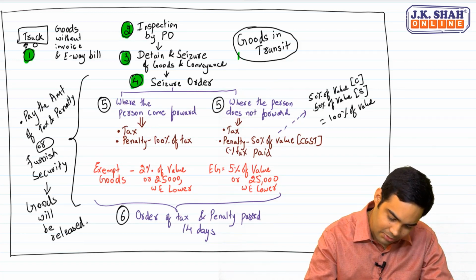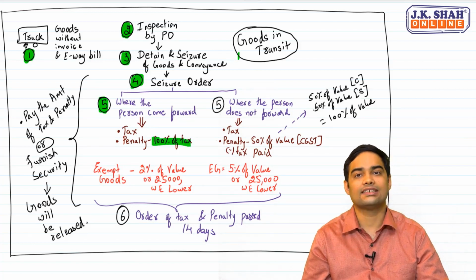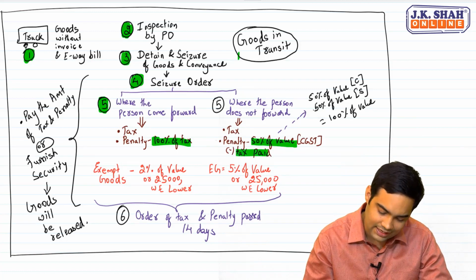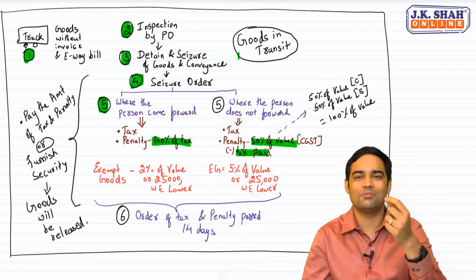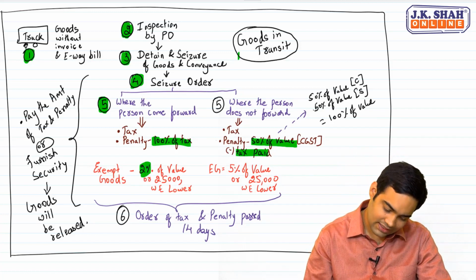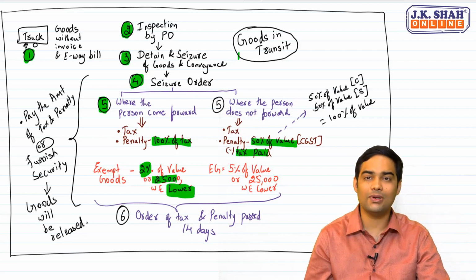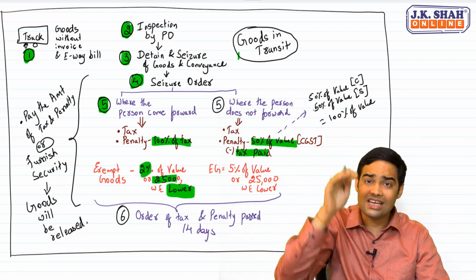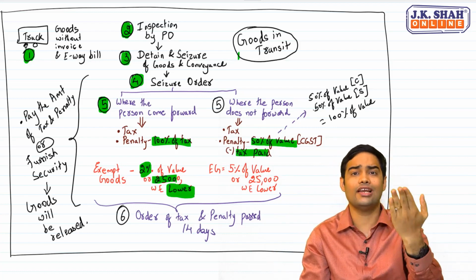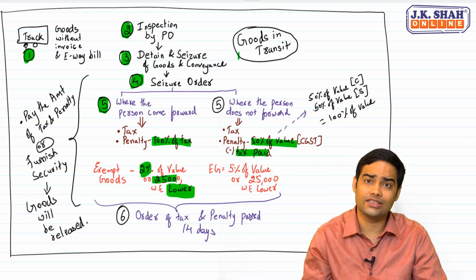This is non-appealable. If he comes forward, then 100% of the tax. If he does not come forward, then 50% of the value minus tax paid, because obviously he is paying the tax as well, right? And for exempted goods, 2% if he comes forward, or 25,000, whichever is lower. This is the only place in the law where you find 'whichever is lower' in a penalty provision. Be very careful. 2% of the value or 25,000, whichever is lower.